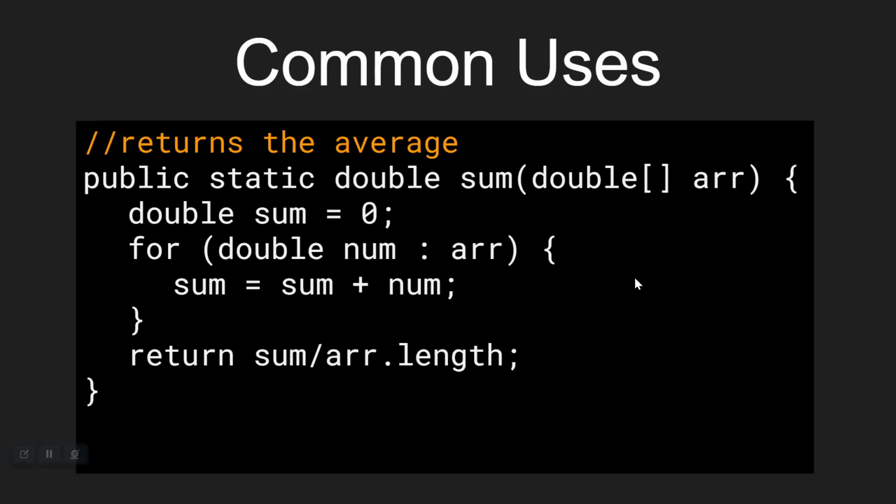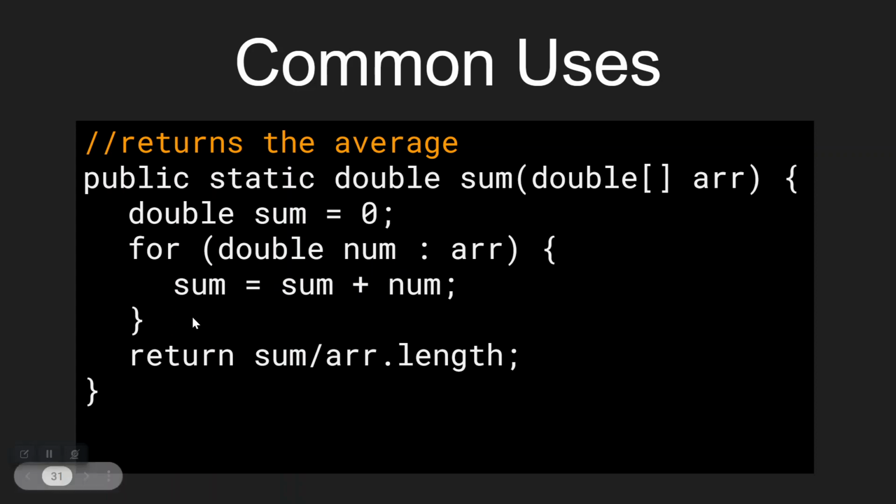Another way that you could use an enhanced for loop is to return the average. In order to calculate the average, you have to traverse the entire array, and you have to add up the sum. And so we're basically doing the same thing here. We've got an array of doubles being passed in called ARR. And so first thing we're going to do is calculate the sum. We'll say double sum equals 0. And then for every double num in our array, sum equals sum plus num. So this is going to add all of them up.